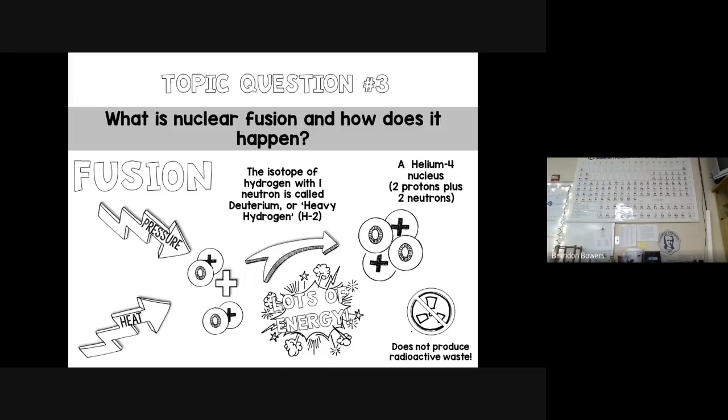Wait, hold up. A helium that has 2 protons, 2 neutrons. What do we call that? We just dealt with it on Thursday and Friday. What's a helium nucleus that has 2 protons, 2 neutrons? Alpha. Alpha, beta, gamma. That's an alpha. We create an alpha particle from fusion. So awesome.